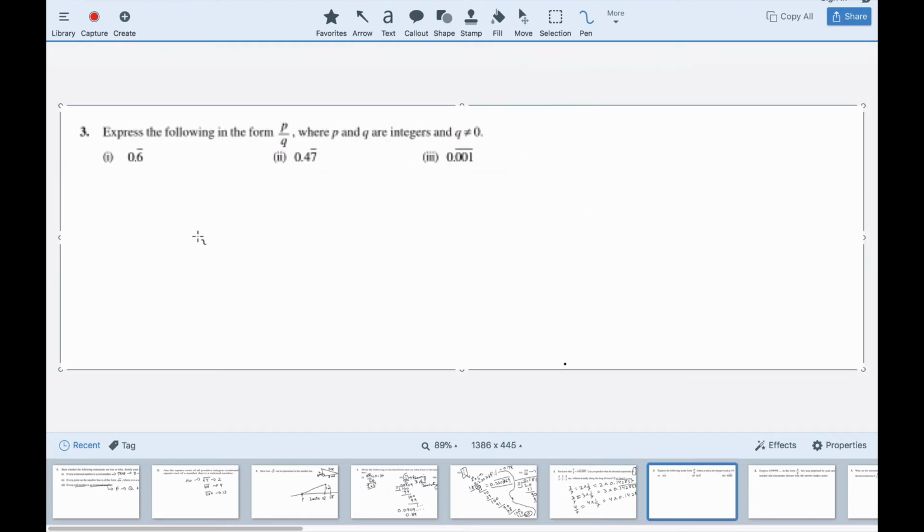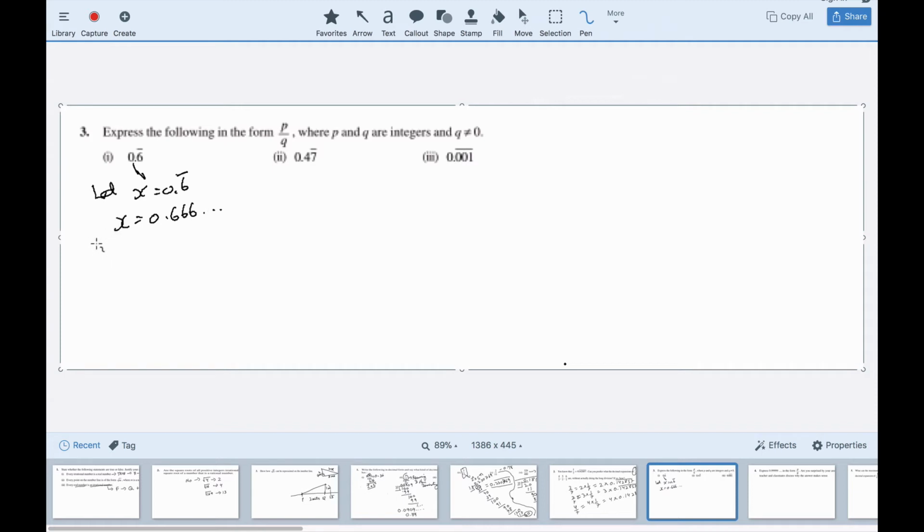Moving on. Next question says express the following in the form of P by Q. Now all of these are recurring decimals, as we can see 0.6, 0.4, and then the 7 is recurring, 0.001 is recurring. So let us see how to solve these. Now in these, let's first try 0.6. We say let x be 0.6 bar, and then x can also be written as 0.666 as many times as I want.